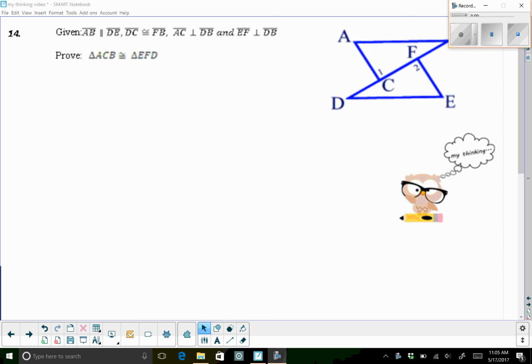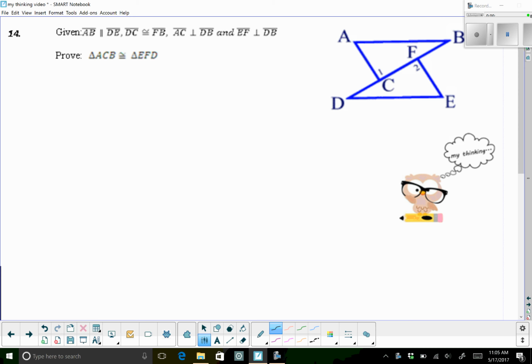This is a tricky proof. So the first thing we want to do is look at the diagram, see how we can mark up the given. So we're going to go ahead and do that to start. And then we'll do a little bit of troubleshooting to figure out how we're going to prove that the two triangles are congruent. So AB is parallel to DE.